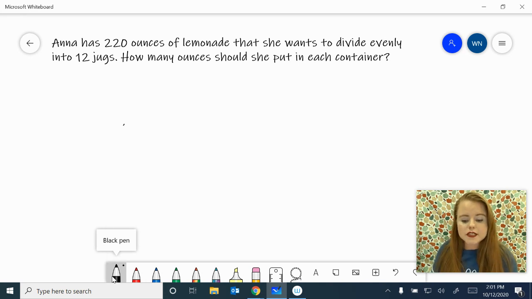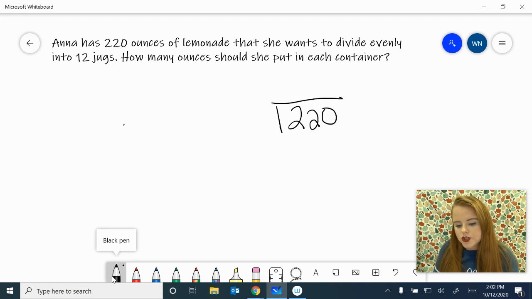Anna has 220 ounces of lemonade that she wants to divide evenly into 12 jugs. How many ounces should she put in each container? So we're going to go ahead and start. We're going to say 220 ounces divided into 12 jugs. Pretty easy start there. I'm going to do this with traditional division.